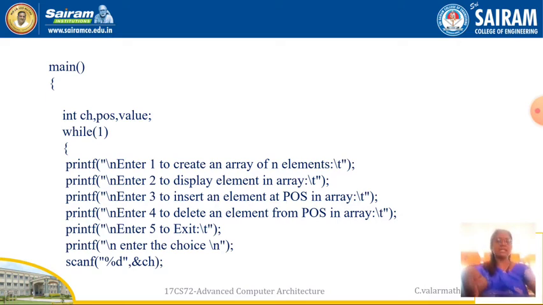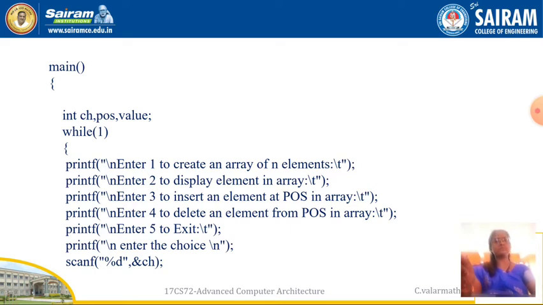The logic starts with the keyword while(1). First the options should be displayed for the end user to understand. How can we display them? Using the printf function. Printf: enter 1 to create an array of n elements is the first option. Enter 2 to display the elements of the array is the second option. The third option is to insert an element at a particular position. The fourth option is to delete an element from a particular position. And fifth, to exit. So these are all the options we need to display for the users.